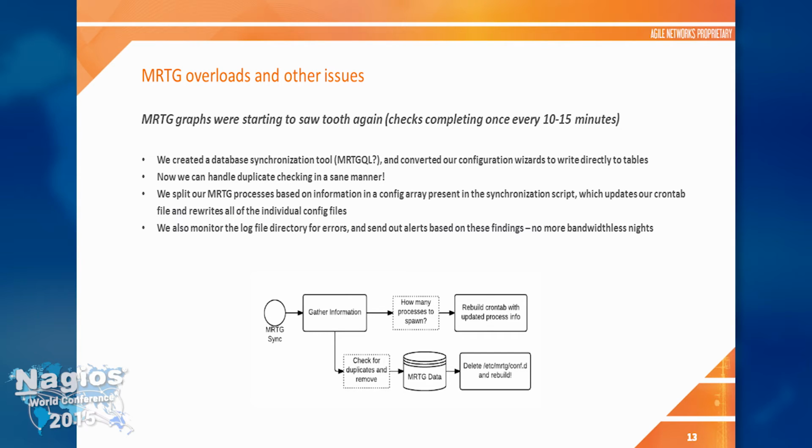I put MRTG QL there because the name that I gave it was MRTG_synchronization_script.php, and I didn't think that would look good on here. We converted our configuration wizards to write directly to tables. We have another intermediary database that handles the specific OIDs, IP address, SNMP community, and version. And then I'm able to check for duplicates.